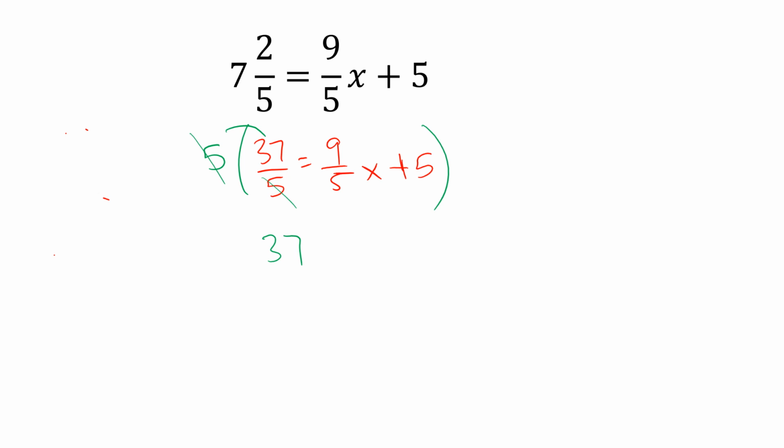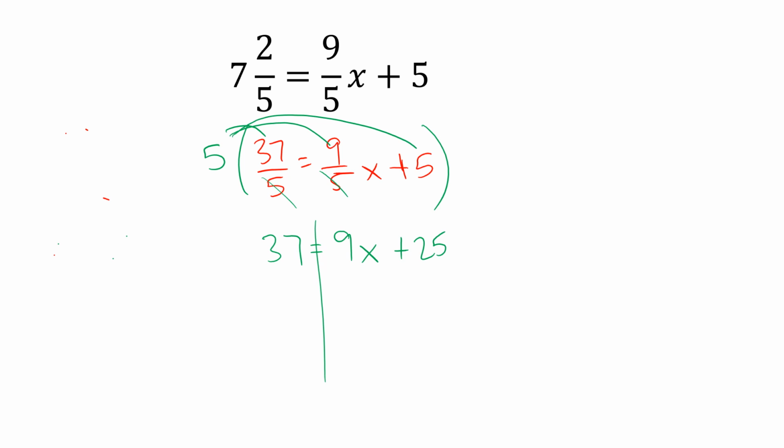Okay, easy. Now, I'm going to distribute this right here across there. Don't forget the equals. Here, the 5's cancel again. You're left with 9x. And then 5 times 5. That's 25. So there you go. You have this, and now it's a two-step equation.